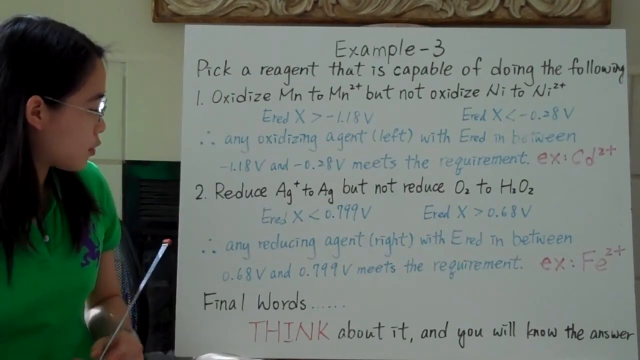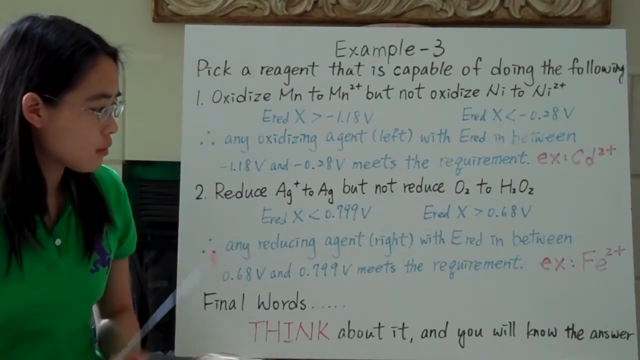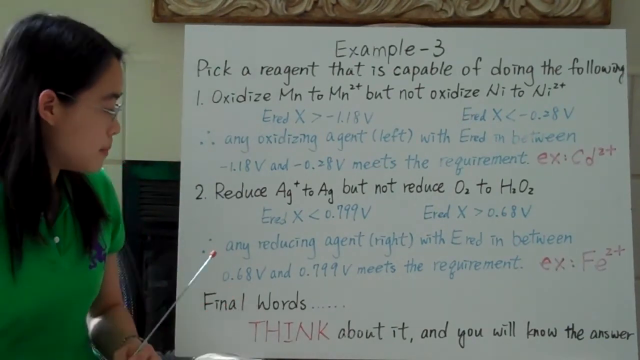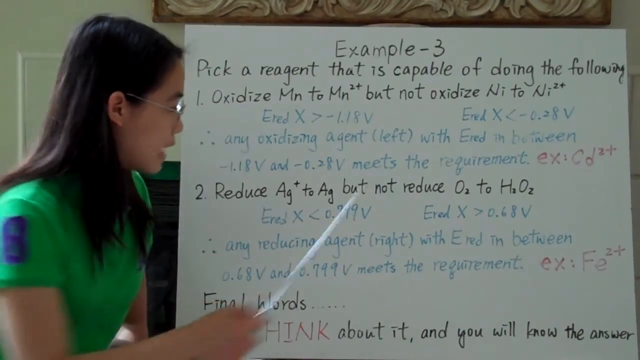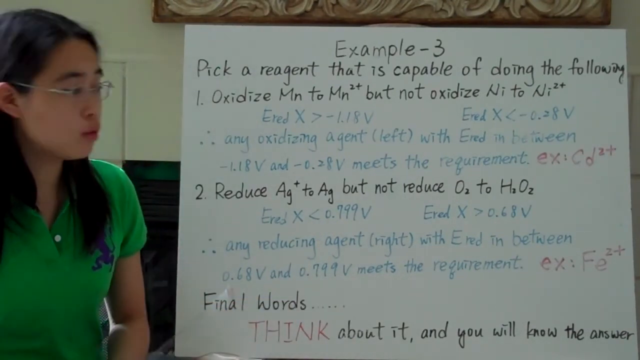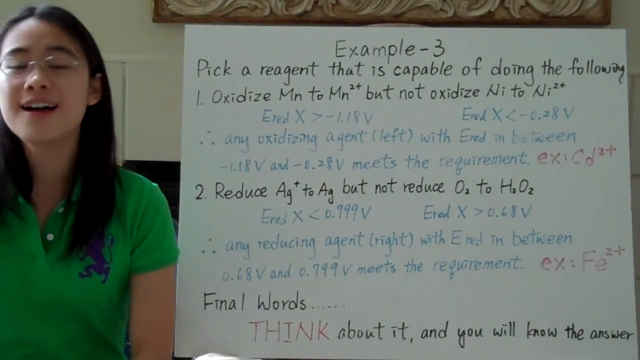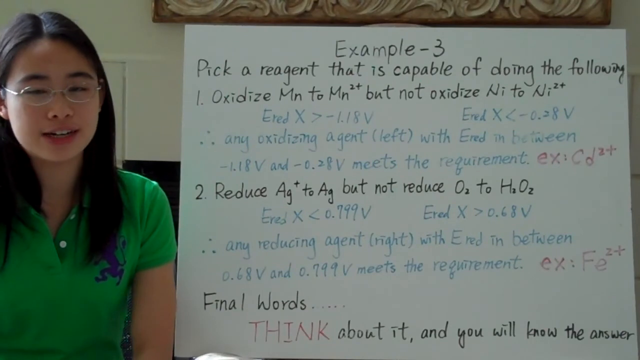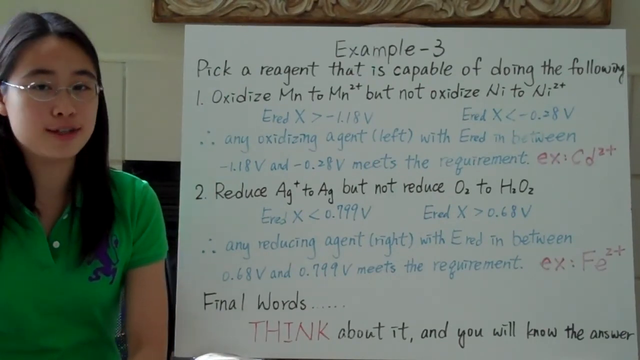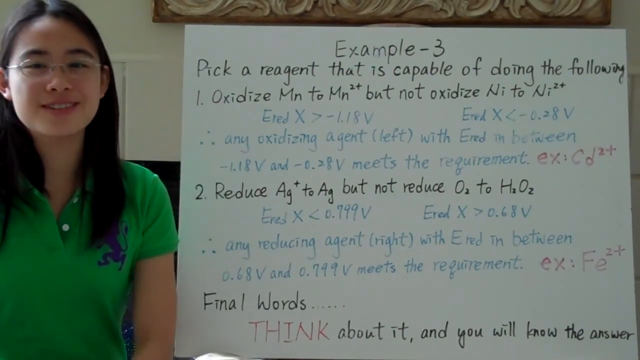So, therefore, any reducing agent, which is on the right side of the reaction, with reduction potential in between these two values, will meet the requirement. And an example will be iron 2 ion. Finally, I just want to tell you that it's not complicated at all, as long as you think about it and you will know the answer. And congratulations!